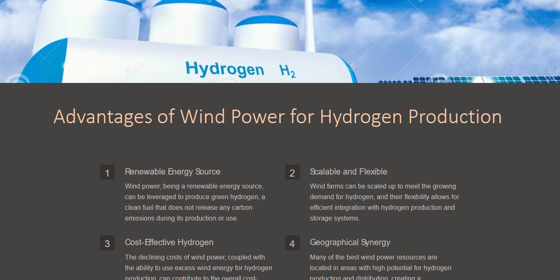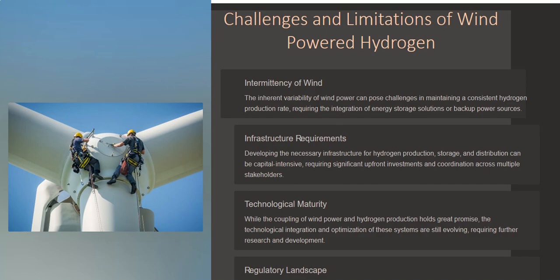Advantages of wind power for hydrogen production. One, renewable energy is scalable and flexible, with cost-effective hydrogen and geographical synergy. As we discussed cost-effectiveness, we are now going to talk about the geographical synergy. Many of the best wind power resources are located in areas with high potential for hydrogen production and distribution, creating a geographical synergy that can optimize electricity. That's how wind power for hydrogen production is cost effective. You can save your money.